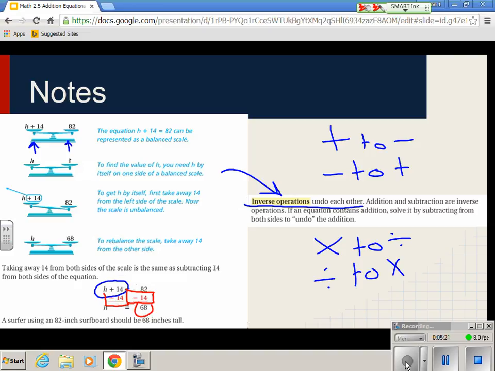So a person who's going to have an 82-inch surfboard is probably 68 inches tall. The easiest way to check your work is to go back to your original problem and put 68 in for our variable of h. And 68 plus 14 does indeed equal 82, so we found a way to make it balanced.